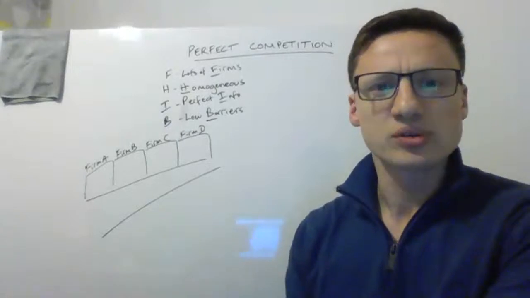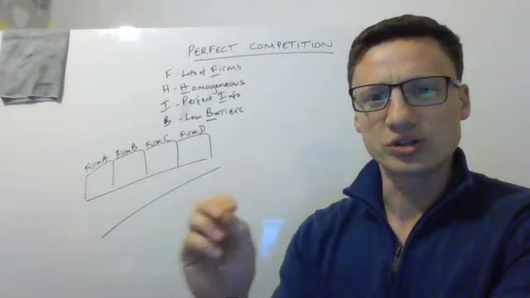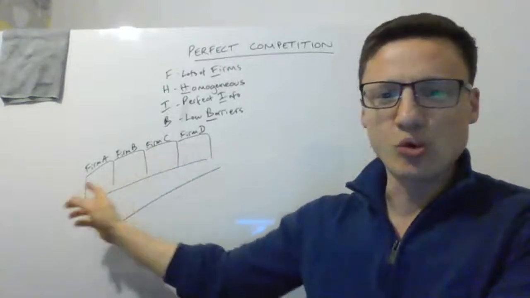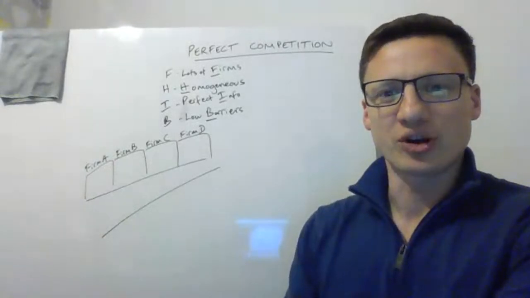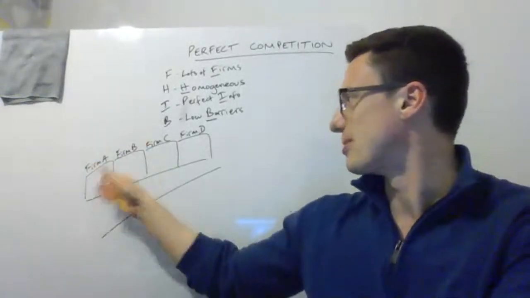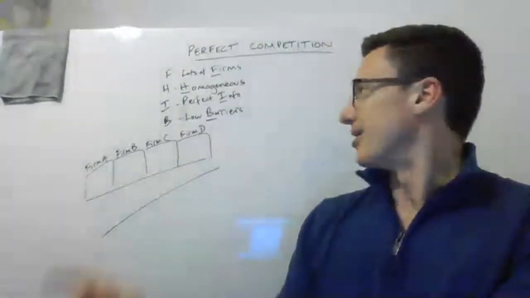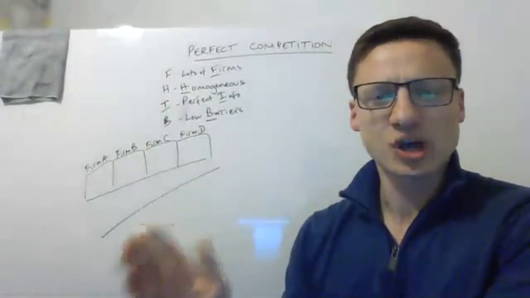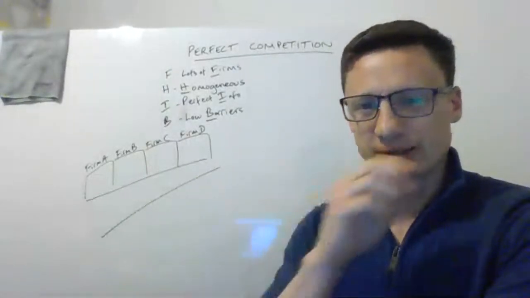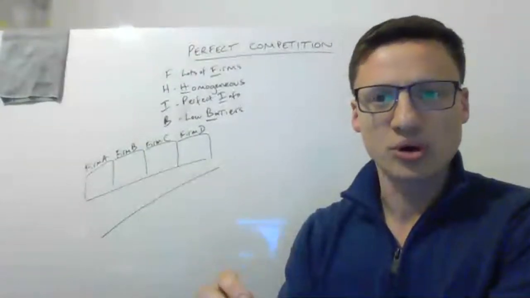F, number of firms. In perfect competition, this is a market structure in which there are a lot of firms. As you can see down here, I'm already beginning to draw a visualization of perfect competition in the real world. So we've got firm A, firm B, firm C, and firm D. That's a lot, okay, 4. We also have something called homogeneity. That means homogeneous goods in this market. So it's microeconomics. We're only dealing with one market, one product.